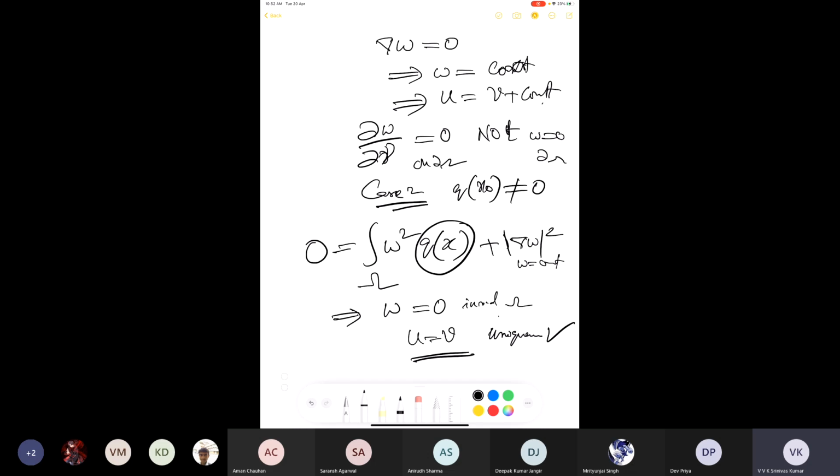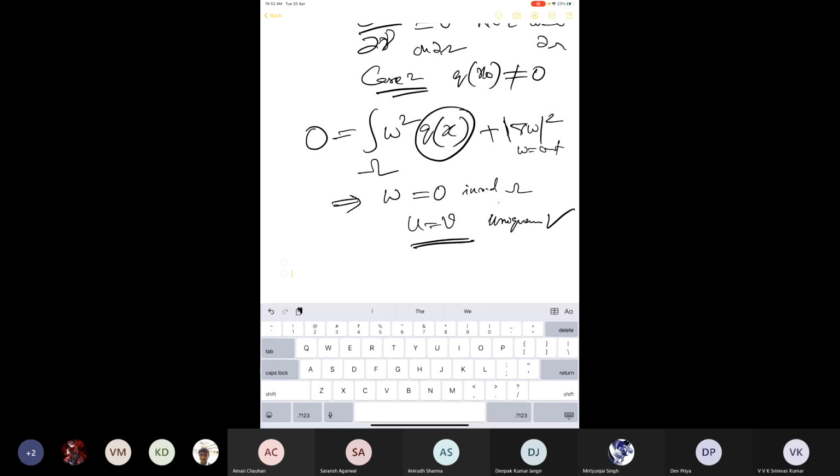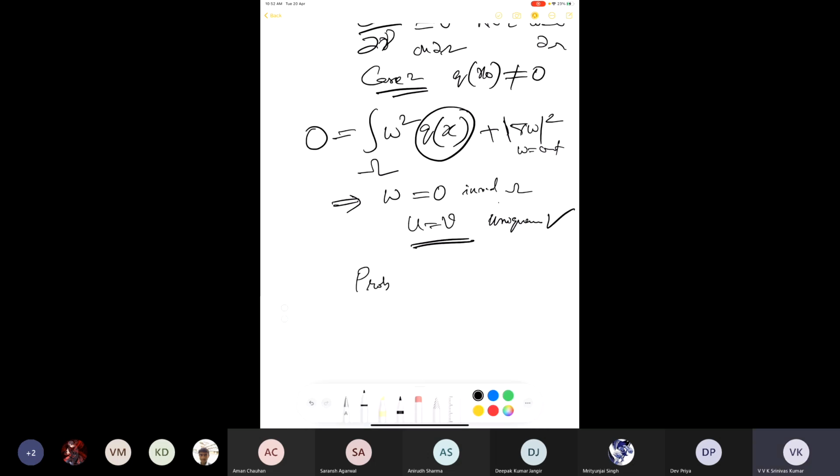So we could do only this much. What are the other problems we have left? Problem 4 is already done in the lecture: direct verification to show that these radial functions are harmonic functions. So problem 4 is done in the class.